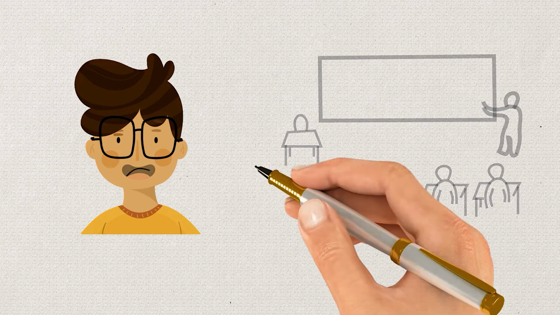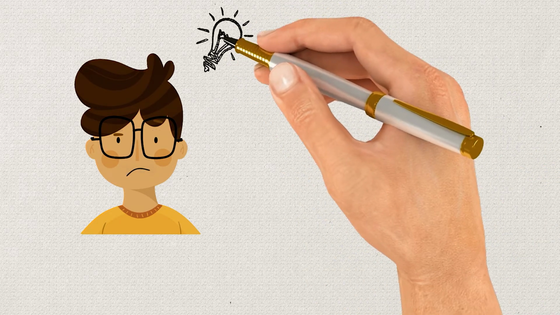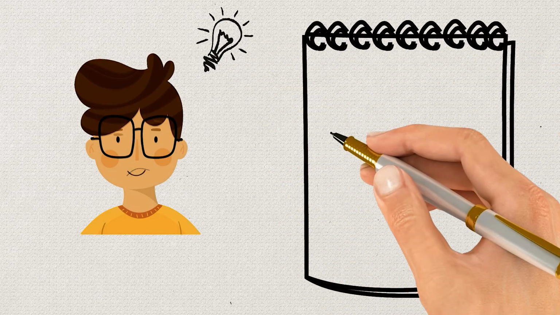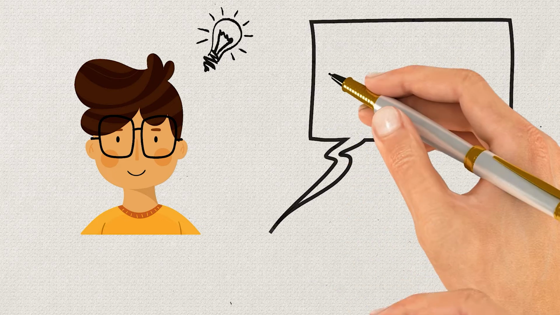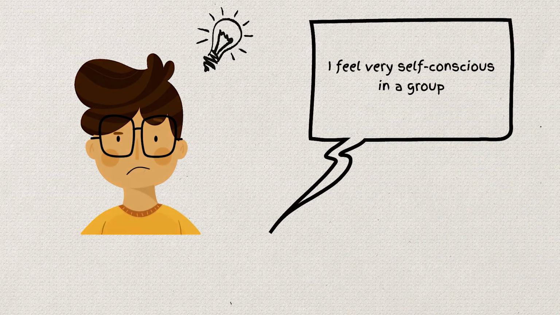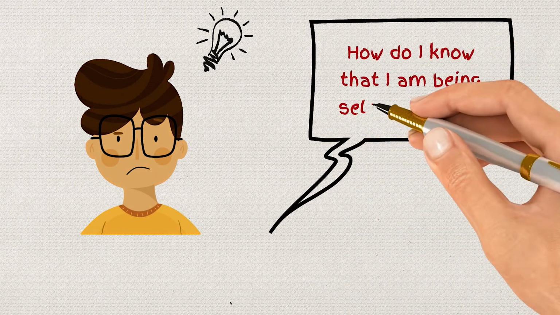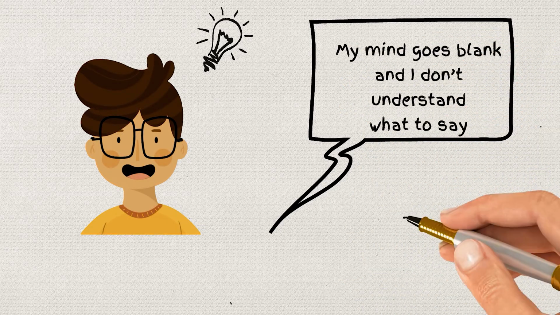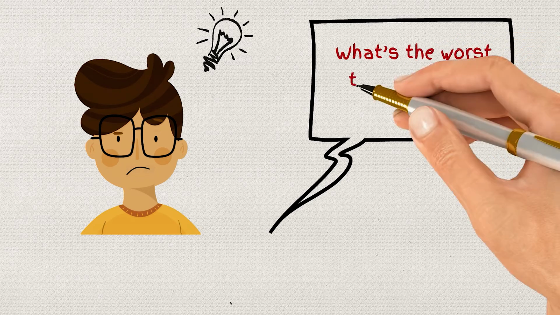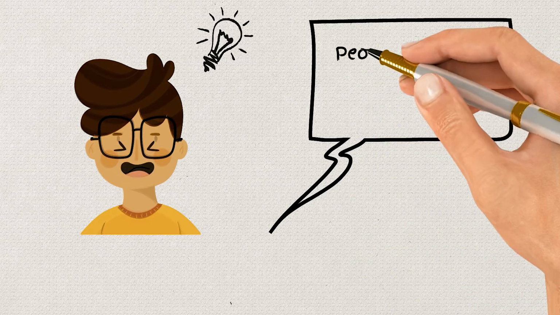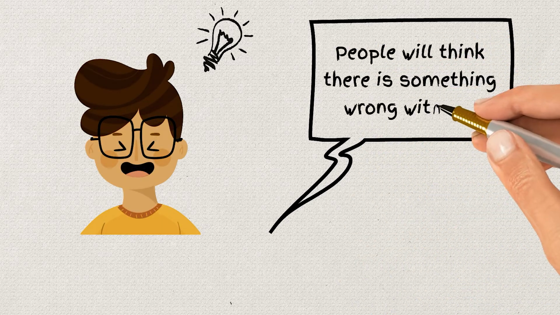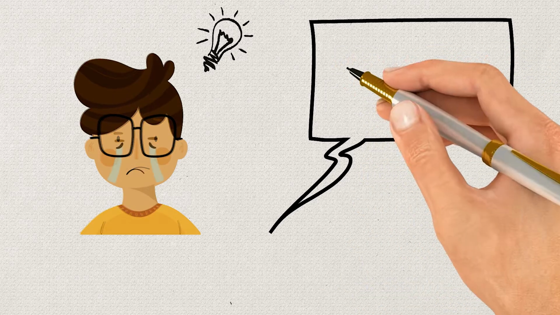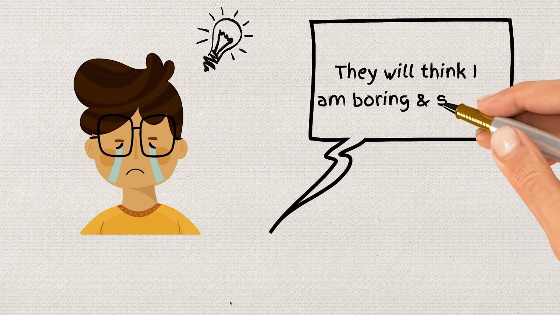Now, he is trying to identify what exactly goes on in his mind in a social situation using the strategy of worst consequence scenario. I feel very self-conscious in a group. How do I know that I am being self-conscious? My mind goes blank and I don't understand what to say. What's the worst thing that can happen? People will think there is something wrong with me. What's the worst they can think? They will think I'm boring and stupid.